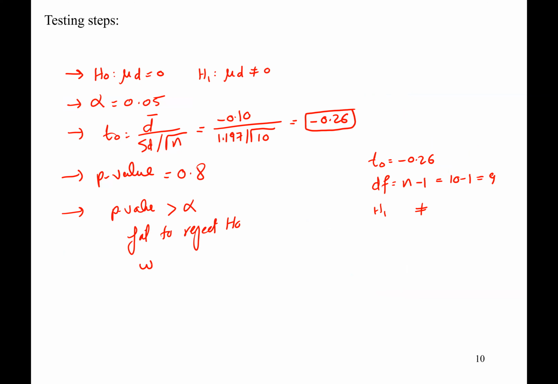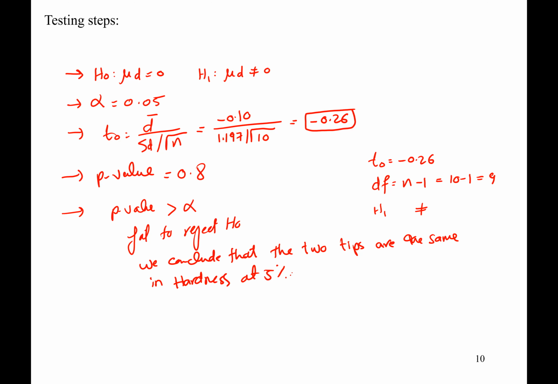So we conclude that the two tips are the same in hardness at 5% significance level. You have to say 5% significance level, because if you change the significance level, maybe the decision will change. So this is how to do the t-test for the paired experiment, or the dependent two samples.